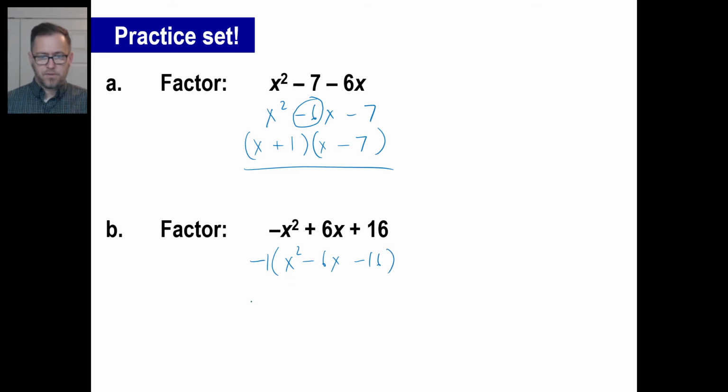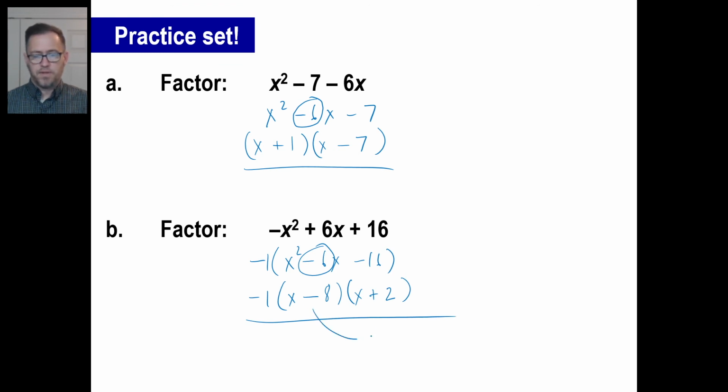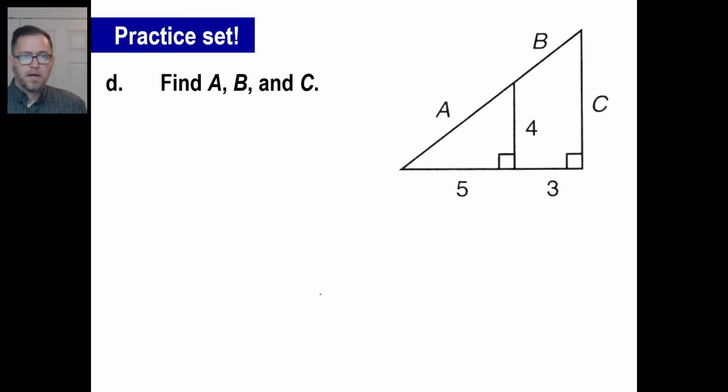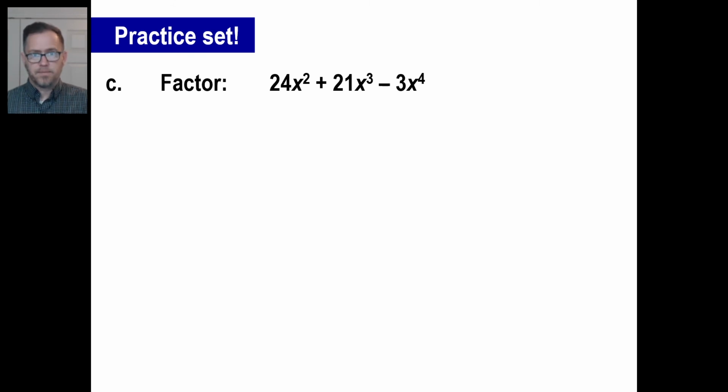All right, so keep our negative 1, and I need two numbers here that multiply to give me negative 16, which means that's going to be a negative and a positive. And they also add to give me negative 6, so that'll be, let's see, negative 8 and positive 2, and there you go. And of course, if you have these two reversed, that's okay, as long as the plus stays with the 2 and the negative stays with the 8. Okay. All right, let's do C. Go ahead and pause it and try C.